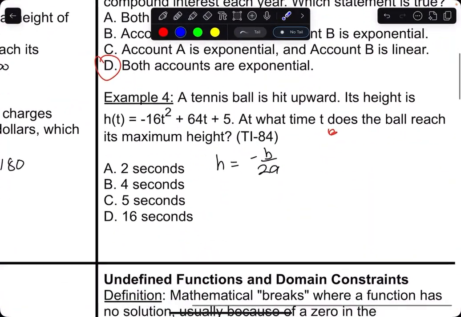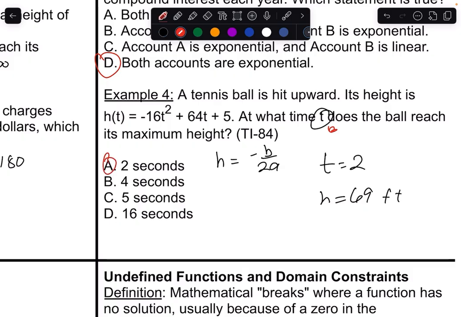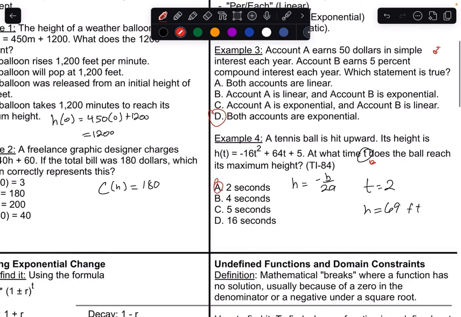That means when the x value is 2, which in this case is t, the height is going to be 69 feet. So in this case, what time does it reach its maximum height? At a time of 2 seconds. So using your calculator there is very helpful. You don't have to use a calculator, but it does save you a lot of time, especially that means you don't have to memorize a whole formula, which is always nice.